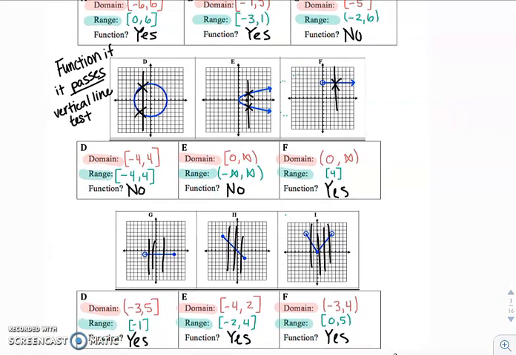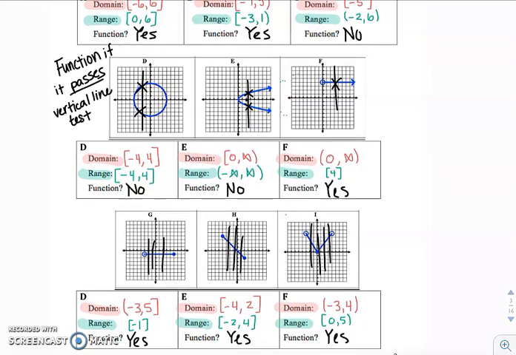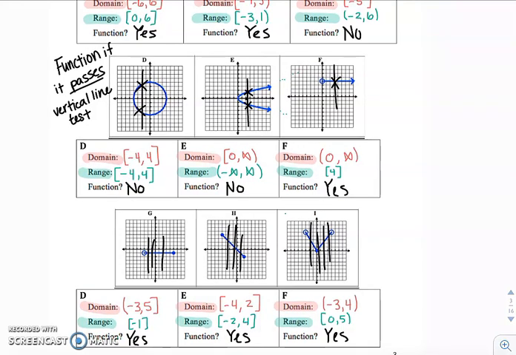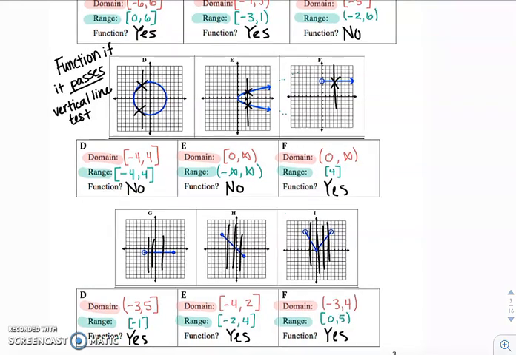So you can tell if a relation is a function given ordered pairs or a graph. You just have to look at it to see if you can find any x values that share more than one y value. We usually do that by drawing that vertical line just as a visual.